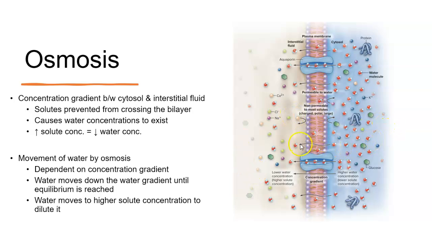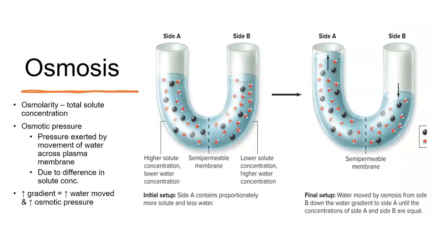So water will just passively diffuse across the membrane or go through the aquaporin, the channel. Now that's going to continue to happen until we reach equilibrium, which means equal concentration on both sides of the membrane. So here inside the cell, we have a higher solute concentration. That means there's less water. Outside the cell, we have a higher water concentration, so that means there's less solutes.